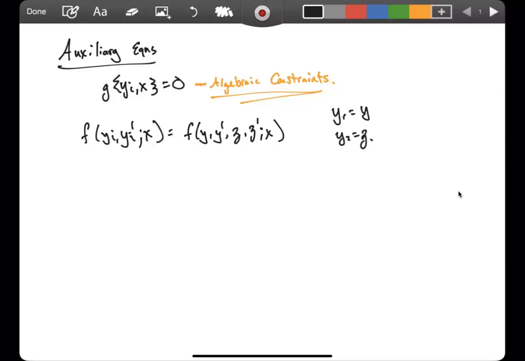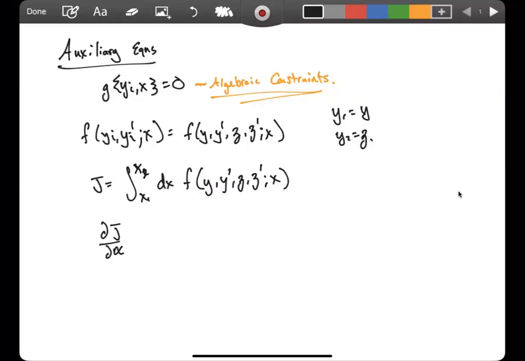So now, what do we know? If we take our functional integral, we integrate from x1 to x2, dx of f of y prime, z prime, x. And again, we want to vary this. So we want to take the partial derivative of this with respect to alpha by varying the two in exactly the same ways we did before, and then write this in terms of partial derivatives. We skip all these steps because we've seen all of them a couple times so far.